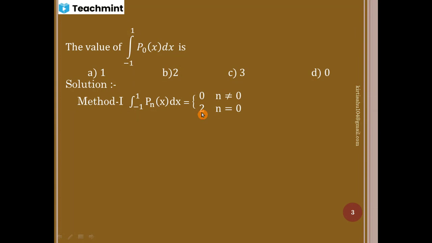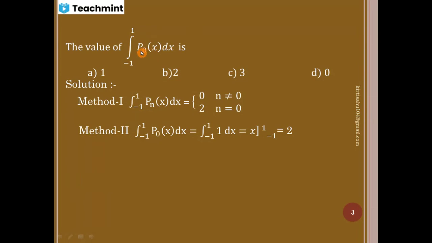So either one can remember this result, or what is the other option? As we know P0 of x, what is P0 of x? It is the Legendre polynomial of order 0.